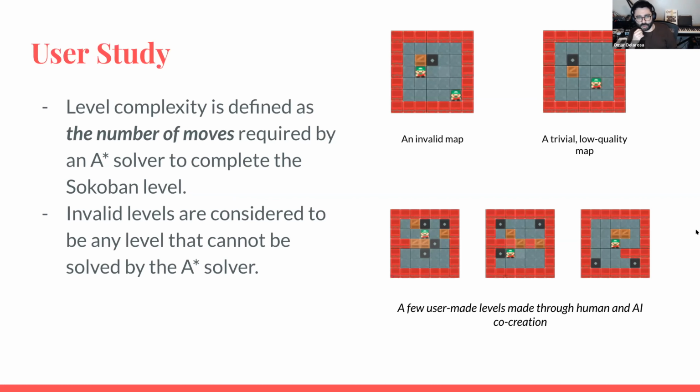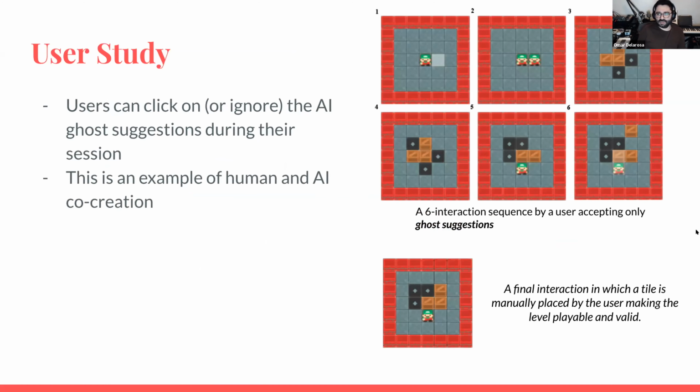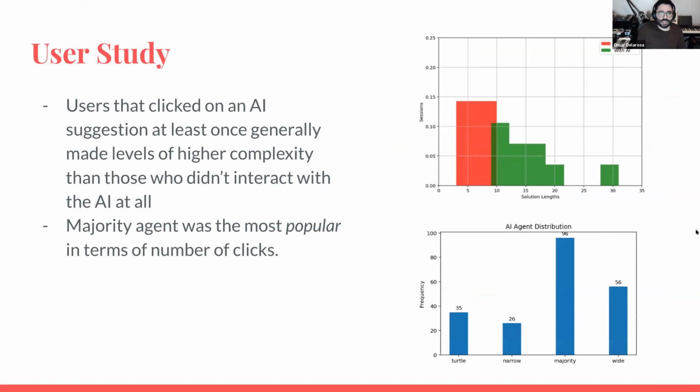We also, through the process of developing this, did a small user study by sharing the web app on social channels. And we essentially defined level complexity as the number of moves required by an A-star solver, and invalid levels to be any level that can't be solved by an A-star solver. These are some examples on the right. The user study allowed users to basically go through a whole workflow, and you can see 6 steps here of how a user might make a level. Steps 1 through 6 are clicks on models. And then the final 7th step at the bottom is the human making a correction to say improve the level quality.